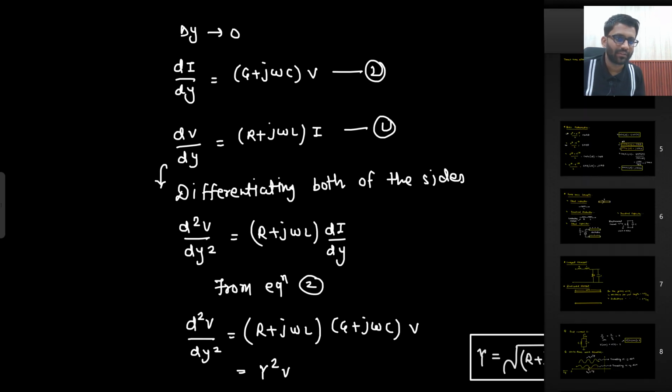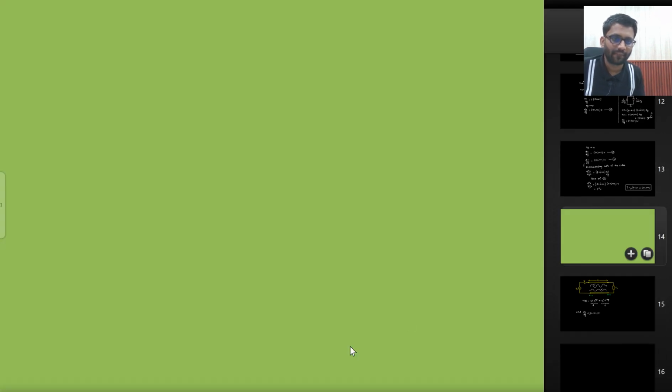What is the equation I am getting? Let me add a page. d square V divided by dy square is equal to gamma square V. Okay. So do you know the solution of this equation? Yes. In the solution of this equation, V will be equal to C1 e to the power minus gamma y plus C2 e to the power gamma y. Say yes or no. This is what you get as the solution.